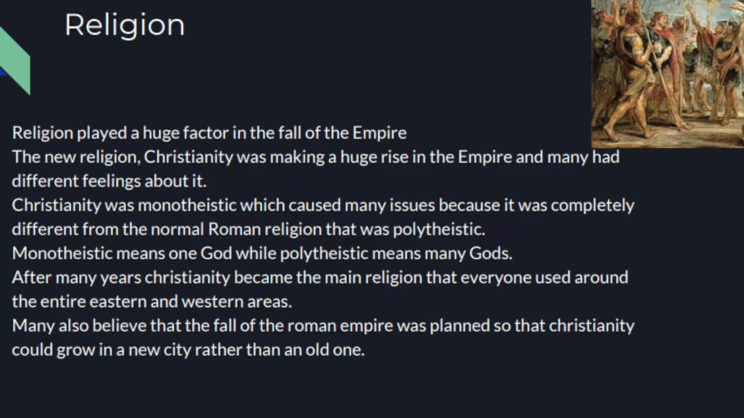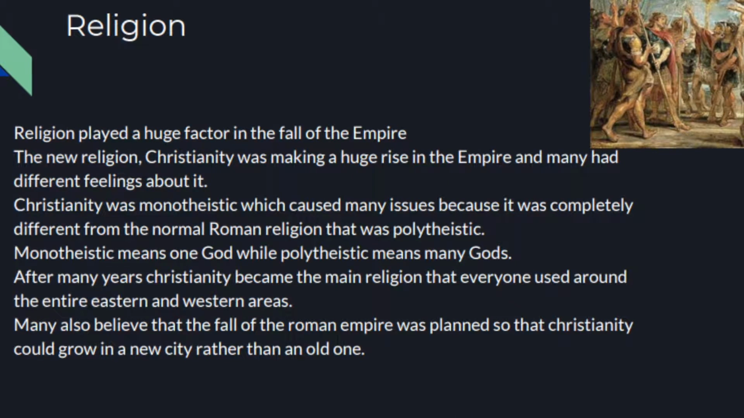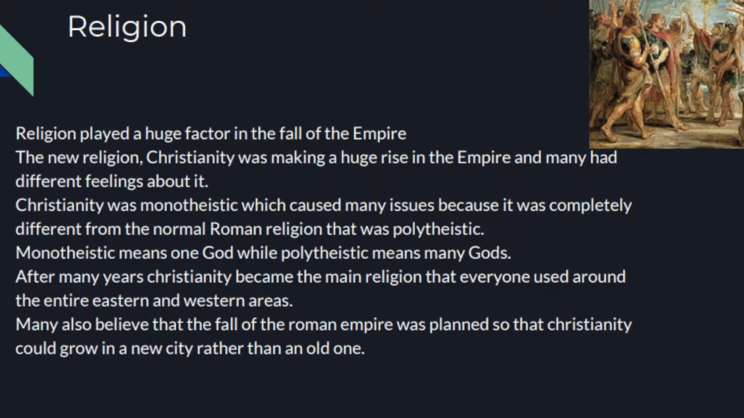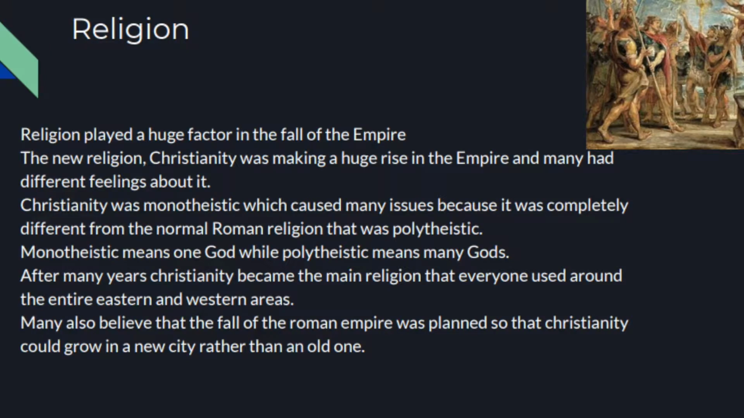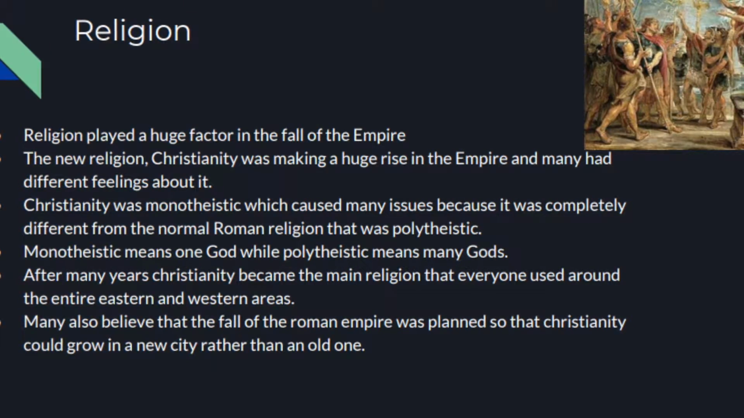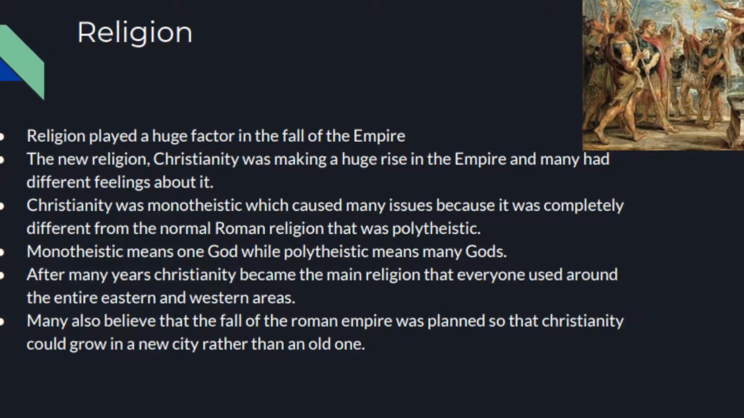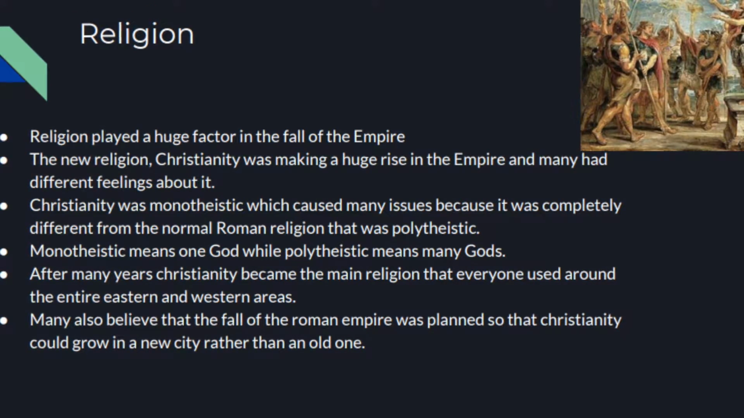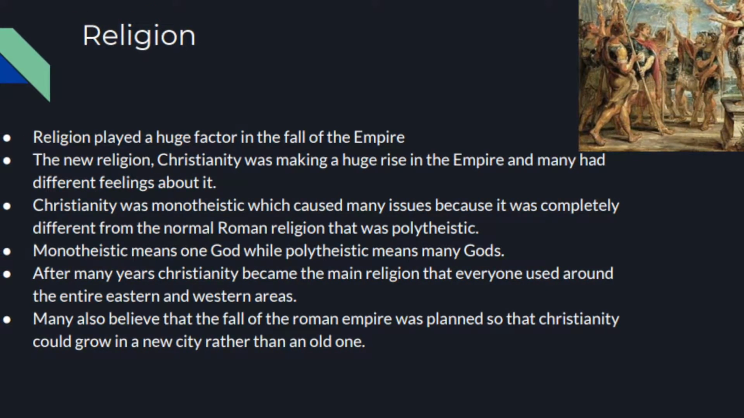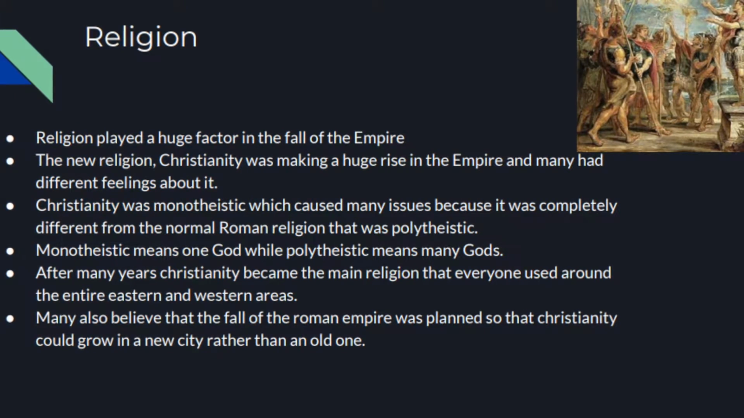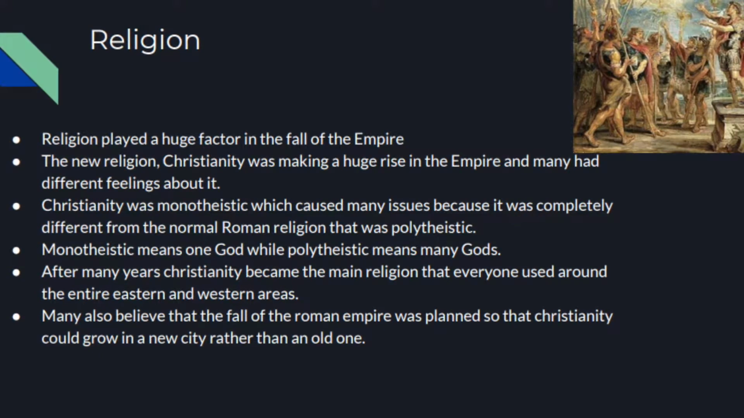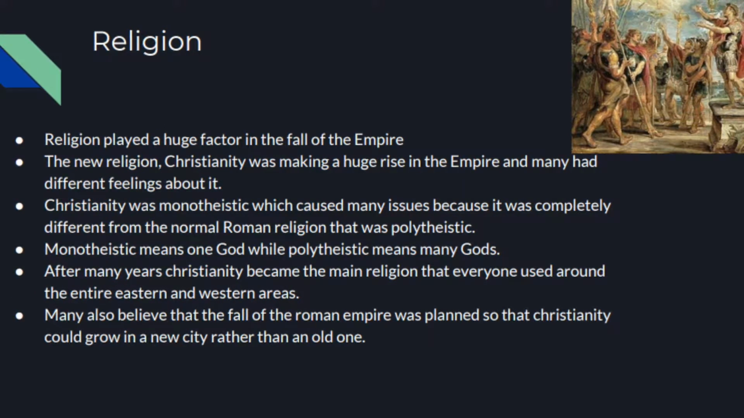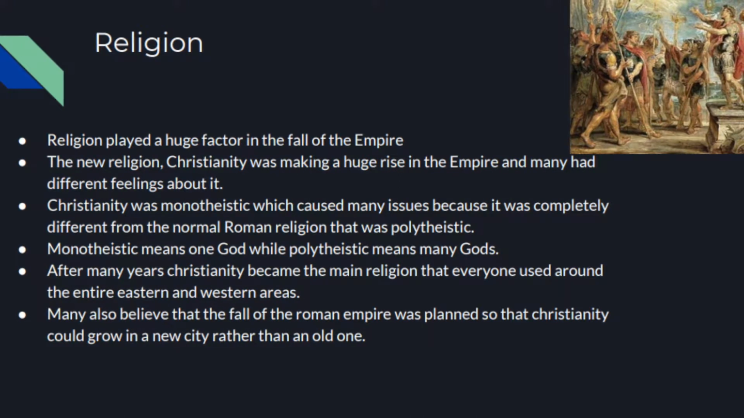The next topic I'm going to talk about is religion. Religion played a huge factor in the fall of the Roman Empire. A new religion, Christianity, was making a huge rise in the empire, and many had different feelings about it. Christianity was monotheistic, which caused many issues because it was completely out of the ordinary for the normal Roman religion that was polytheistic. Monotheistic means one God, while polytheistic means many gods. So they both worshipped a god, but the Romans worshipped many gods, while Christianity just worshipped one god.